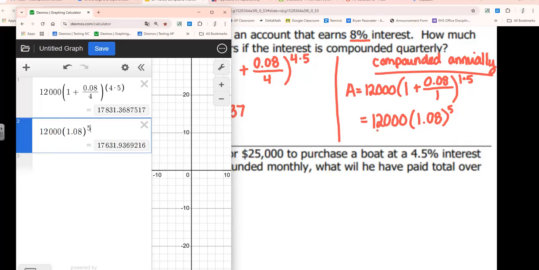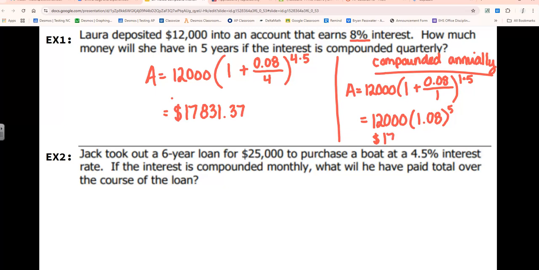17,631.97. So it's not going to make a huge difference. How often you compound your money doesn't make a huge difference. But the more frequently you compound your money, the better it's going to be. So if you have an option between annually and quarterly, you want to go quarterly.